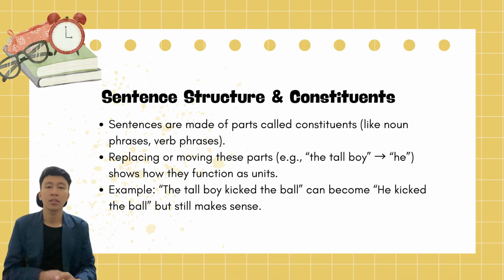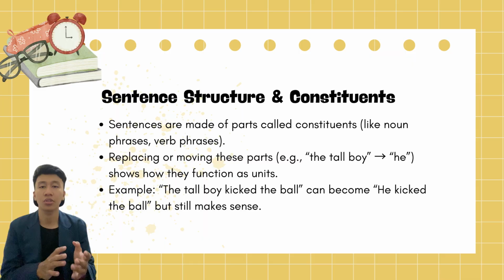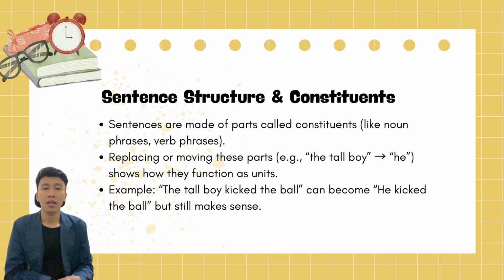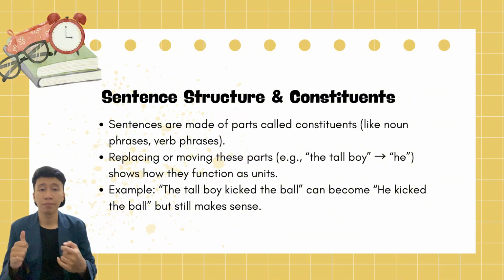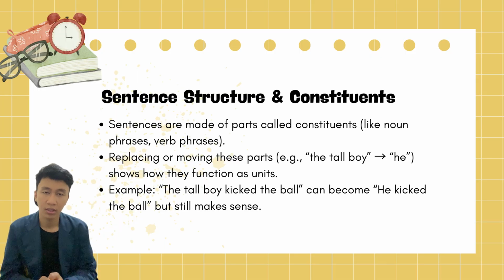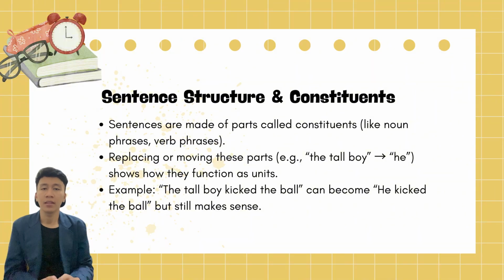Let's move to slide 5, sentence structures and constituents. Let's look at how sentences are built. Sentences are made up of parts called constituents, like smaller building blocks that function together. These can be noun phrases like "the tall boy," or verb phrases like "kicked the ball." When we analyze a sentence, we examine how these parts group together.